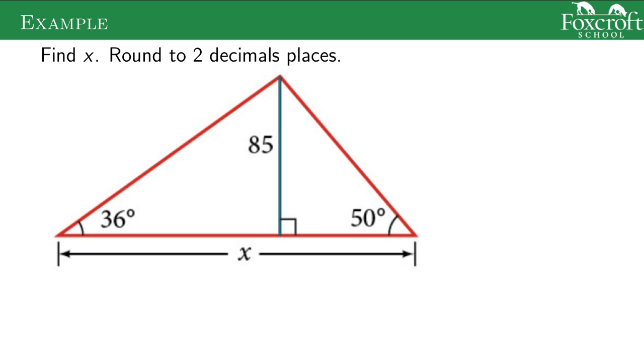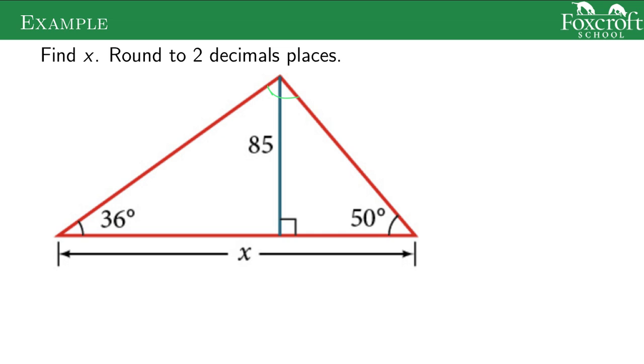We're trying to find this big side x. If you look at what x is a part of, it's part of this big red triangle. And that big red triangle is not a right triangle. This angle up here is not a right angle. So we can't find this x directly because it's not part of a right triangle.